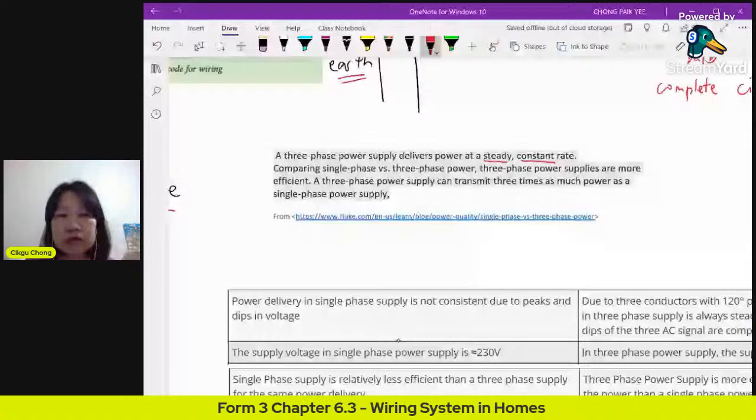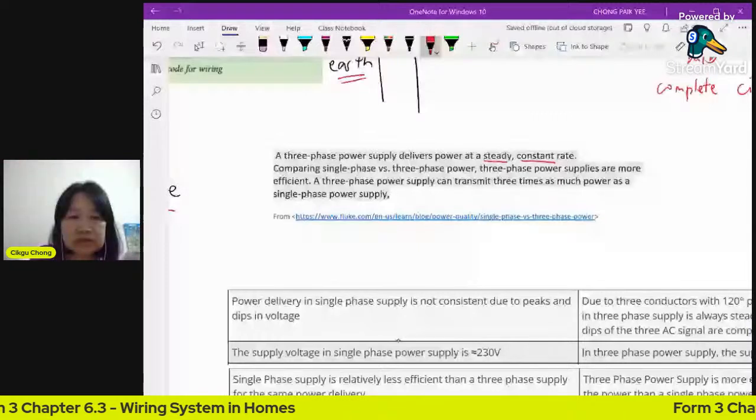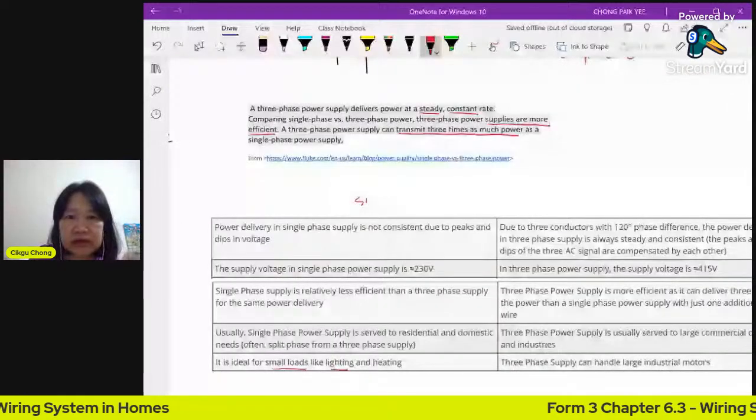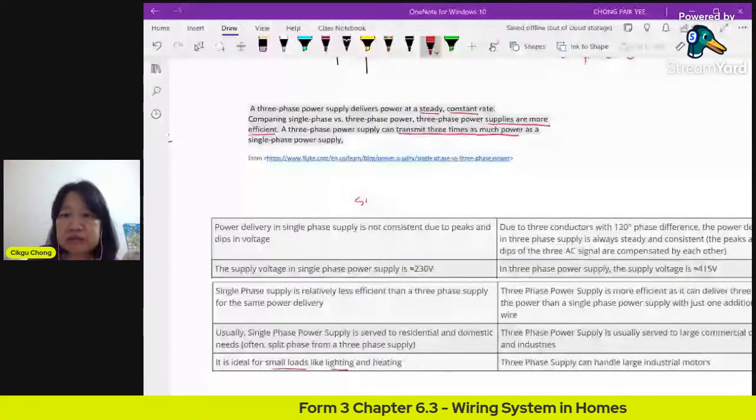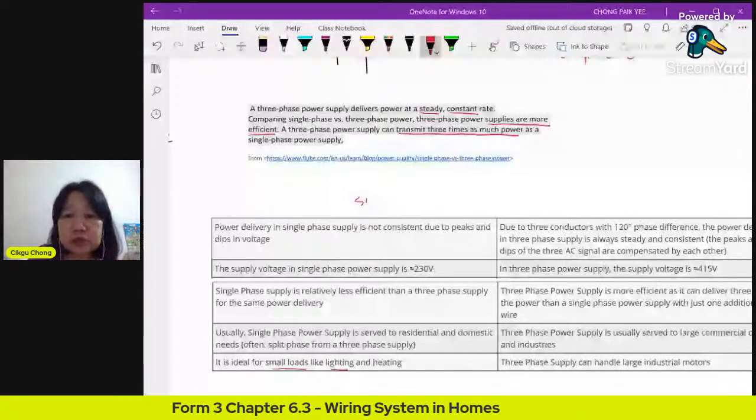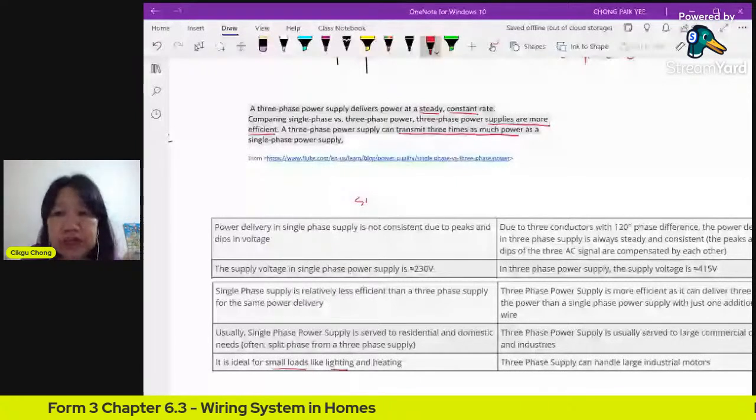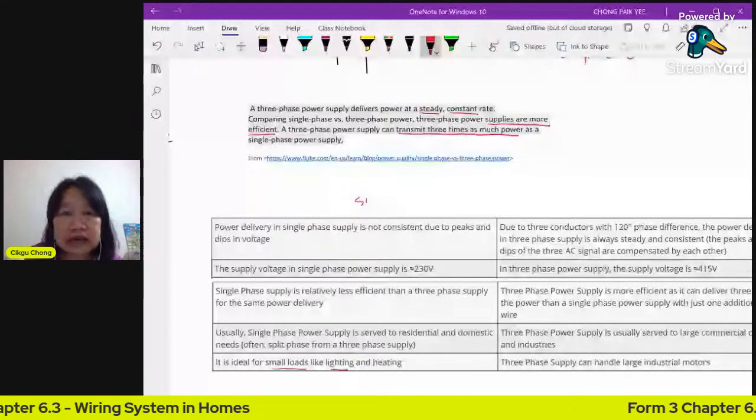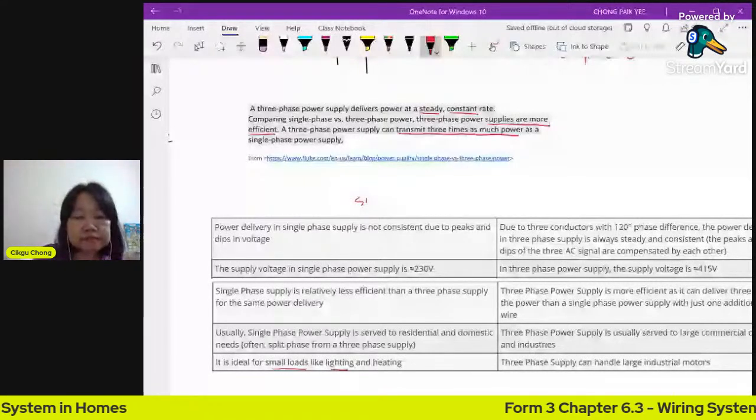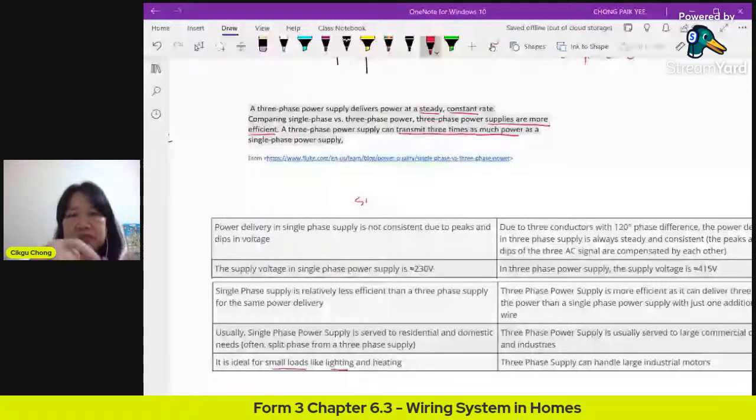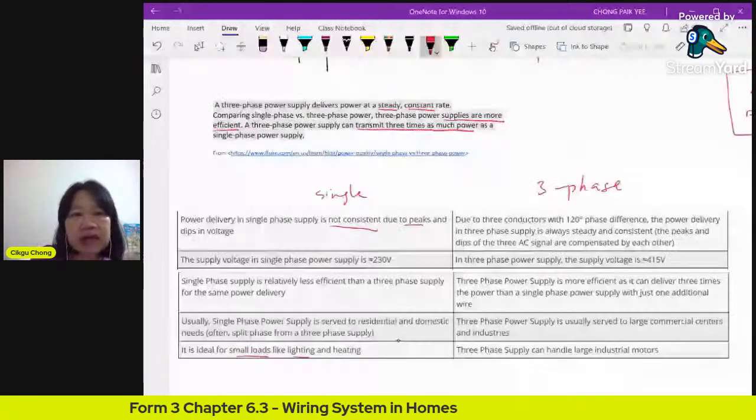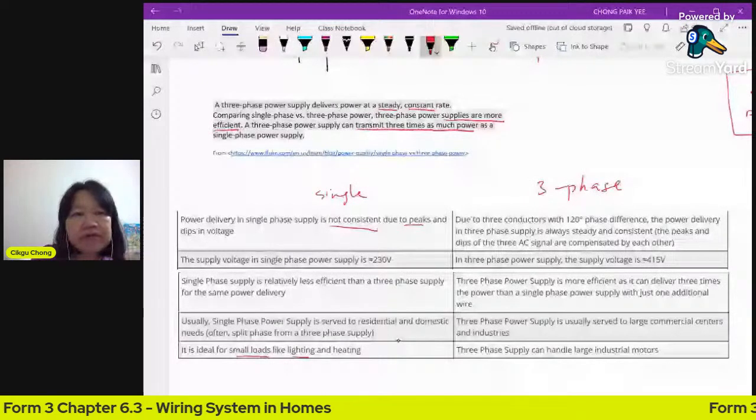And then look at the differences. This is single, and this is three-phase. If you want to compare, let me give you some facts, so you have some information to go along. If the question asks for it, you are able to answer. So single-phase power delivery is not consistent because of the peaks. Peaks means the mountain, it goes up. After that, it will dip. Dip means come down. So it's up and down, it's not consistent.